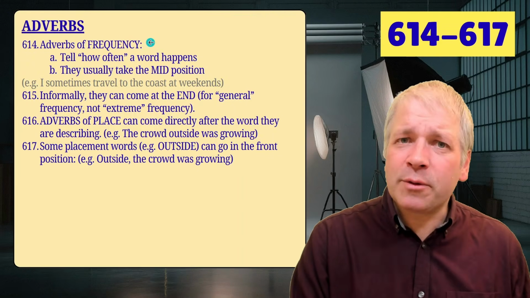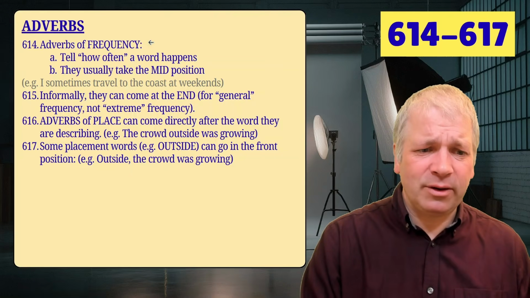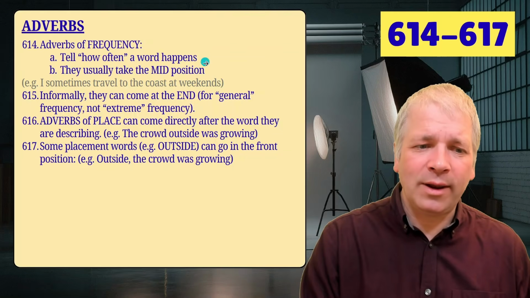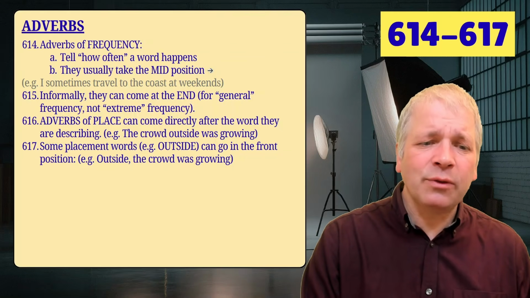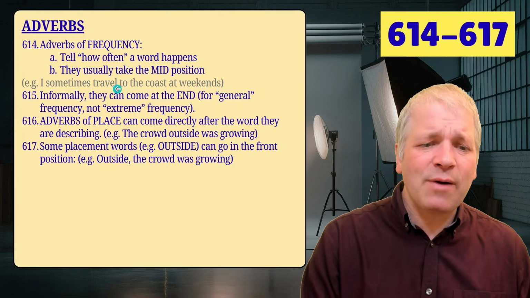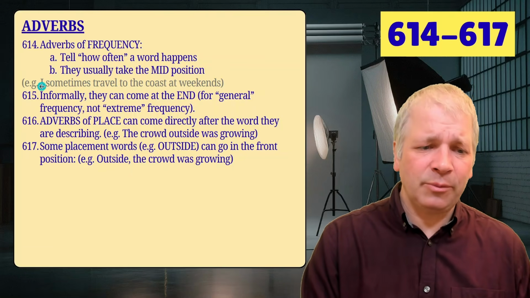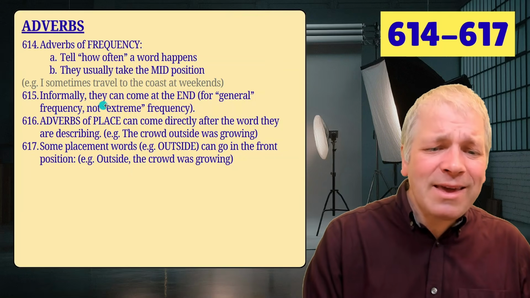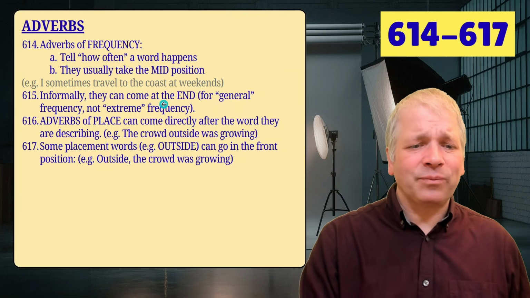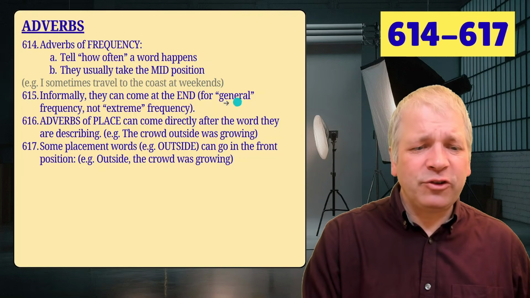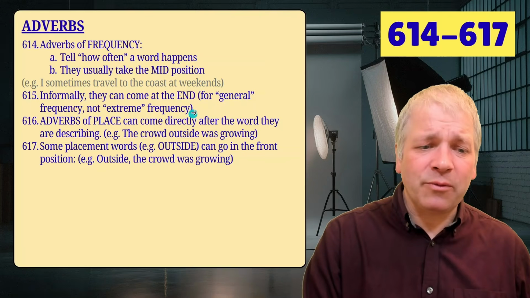Now on to adverbs of frequency. Where do they go in a sentence? What are adverbs of frequency? Well, they tell how often something happens. They usually take the mid position, such as here. I sometimes travel to the coast at weekends. Subject, adverb of frequency, and then verb. Informally, they can come at the end. I travel to the coast at the weekends sometimes. This would be for general frequency, not extreme frequency.